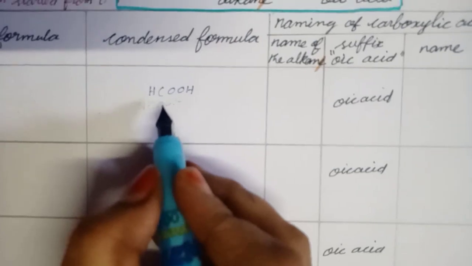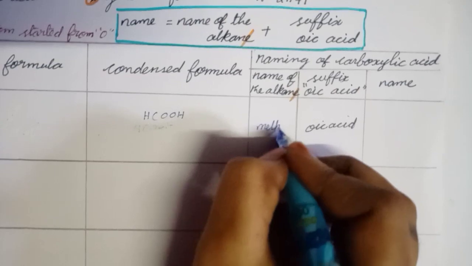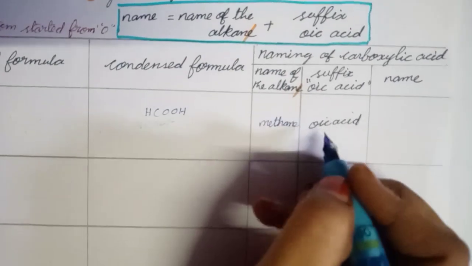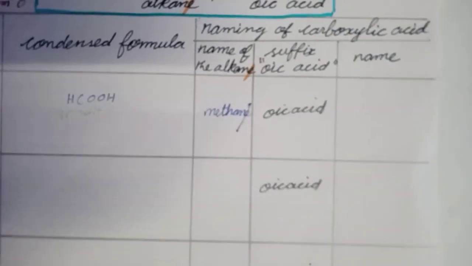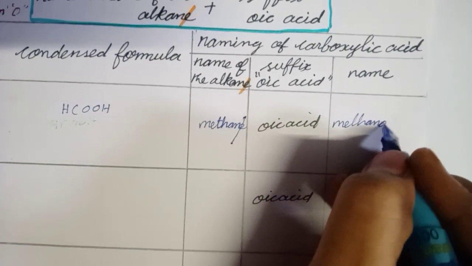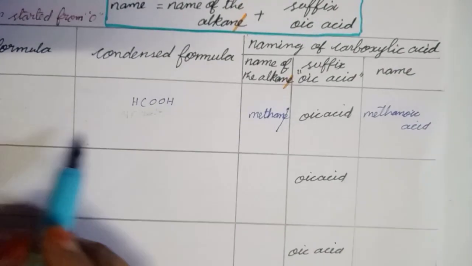Next, what is the name for that alkane? Only one carbon is there. Only one carbon means meth. This is the alkane, so methane. After that, we cancel the E and merge it with the suffix oic acid. Now what is that? Methanoic acid. So the name for HCOOH is methanoic acid. And next, number of carbon 1.